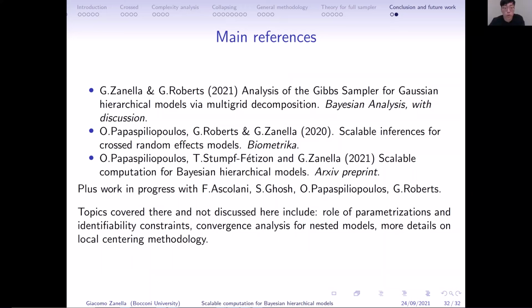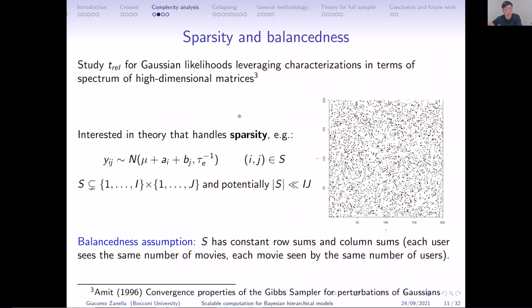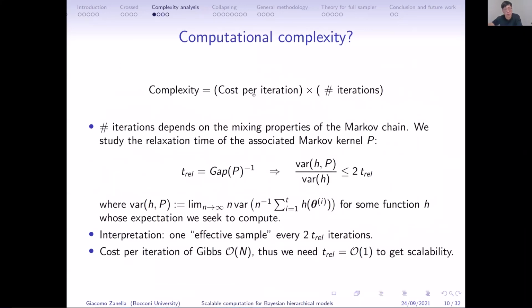Can I ask a question? Cool, go ahead. So thanks for the talk, Dr. Zanella. I have a question regarding the properties or interpretation of the relaxation time. It measures how many iterations are required to get one effective sample. However, regarding the epsilon mixing time that you introduced in the later talk, does it also give some properties or interpretation in terms of how many burn-ins are required to reach the stationary distribution?